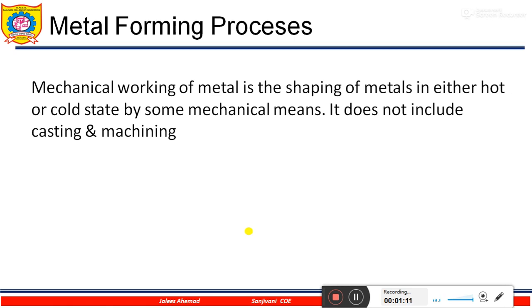First of all, what is meant by metal forming processes? Mechanical working of metal is the shaping of metal in either hot or cold state by some mechanical means. It does not include casting. In the mechanical forming process, we are just forming the components, giving shape to the component. We are not going to cut any material and we are not going to add any material. Just the shaping of the material with the help of mechanical forces. We are forcing the raw material, heated raw material, into the dies.